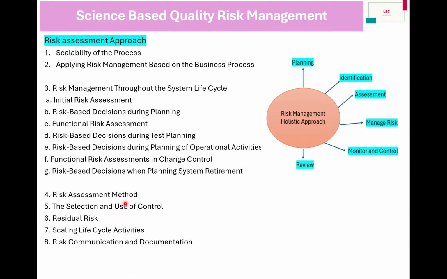And how you apply your method to achieve your ultimate goal. This comes in selection and use of control. Then the sixth part is residual risk. What is the threshold of your risk? How you verify that comes in residual risk.